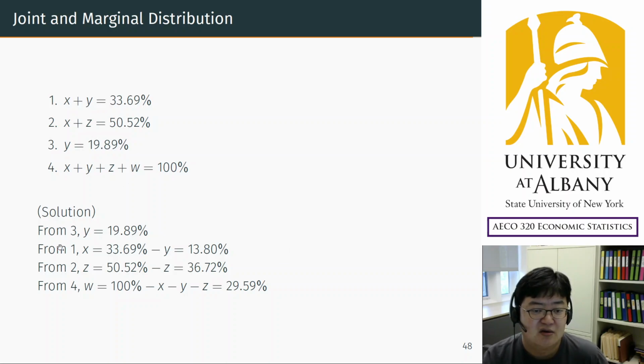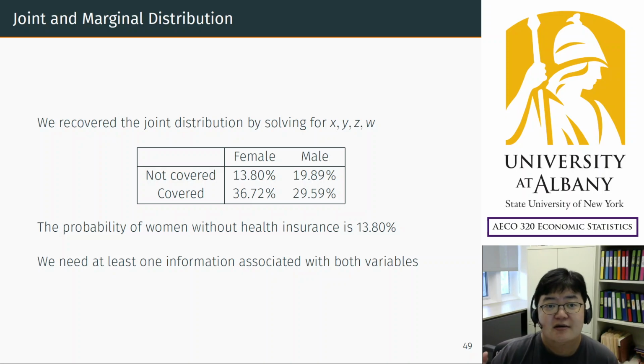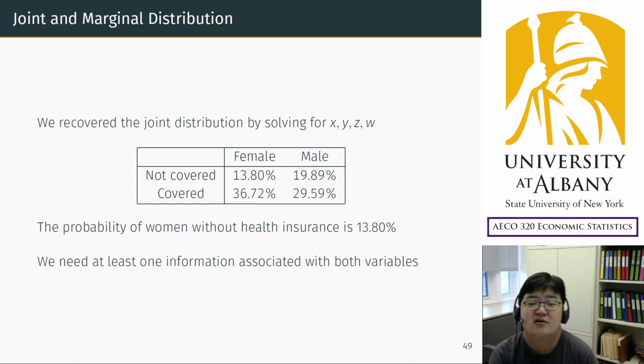And in the end, you will get x equals 13%, z equals 36%, and w equals like this. So from each equation, you get y, x, z, w. So we recover the full joint distribution. And again, the conclusion is that marginal distributions are not complete. You need additional information to obtain the joint distribution. That's what you need to understand in this chapter.